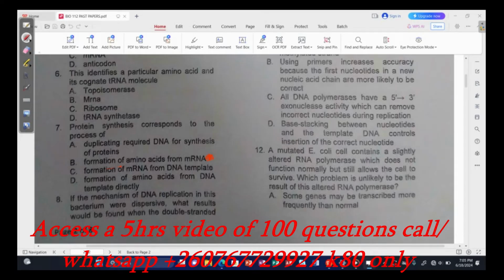C is saying formation of messenger RNA from DNA template. So this is going to be transcription, not translation. Here we're looking at protein synthesis, which is translation. It's not transcription, so it's false.